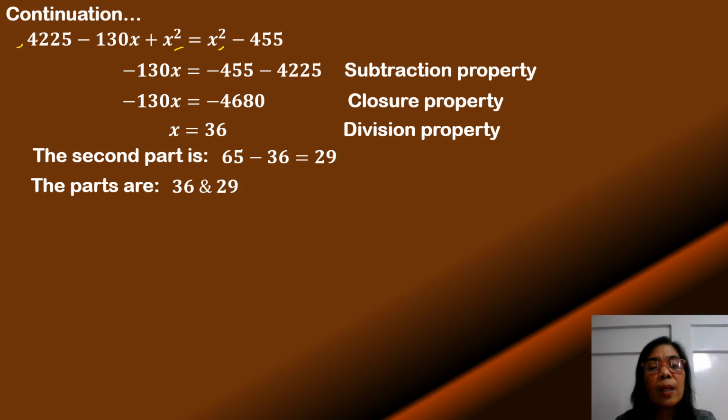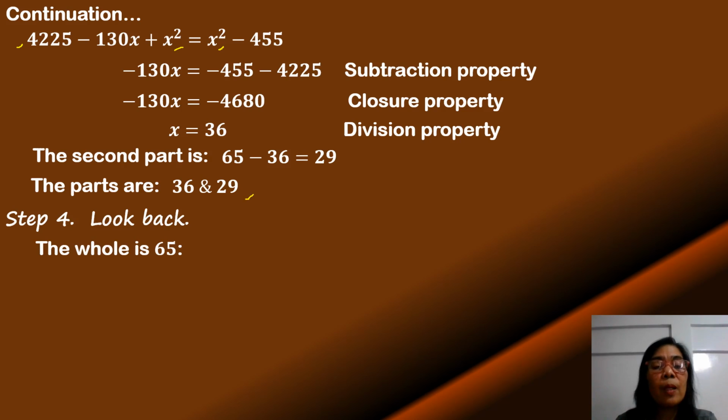We proceed to the next step, which is to look back. In looking back, we have to try to check if the obtained answers, 36 and 29, satisfy all the given conditions. And the first condition is that the whole must be 65.